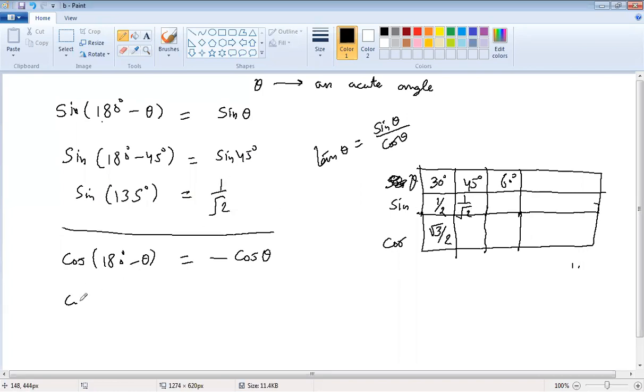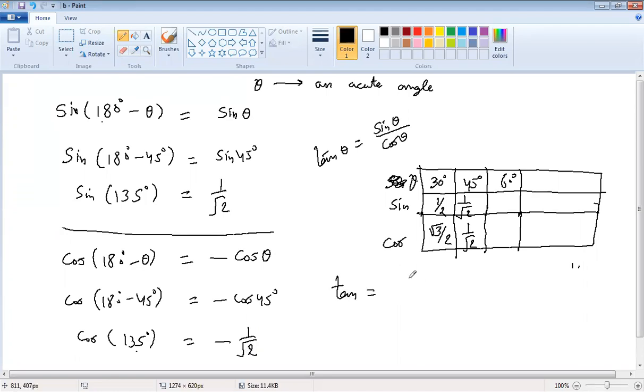Whereas cos of 180 minus 45 will be equal to minus cos of 45. So cos of 135 degree is equal to minus of cos 45. Cos 45 is 1 by root 2, but cos 135 will be negative 1 by root 2. So tan of 135 degree will be equal to the value of sine divided by the value of cos. It will be simply minus 1, right?